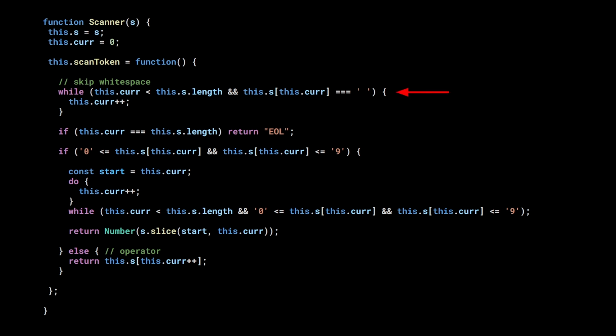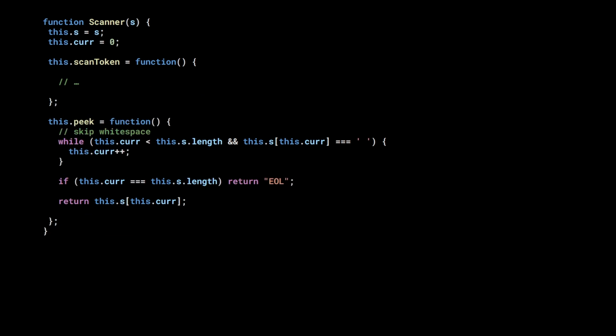It first starts by skipping all white spaces, then checks if it's the end of the expression, in which case it returns some arbitrary token that I called end of line. It doesn't really matter. If it's not the end, and if it sees a number, then it constructs and returns that number. Otherwise, it's an operator and it returns it. The scanner also has a pick function that returns the first character of the next token that will be consumed by scan token. You will see this is going to be useful for the parser.